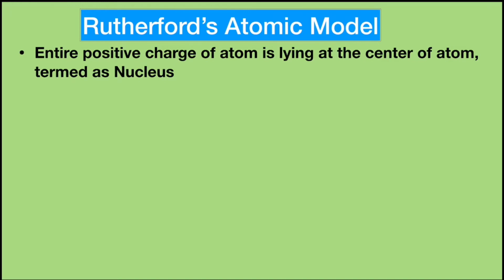Entire positive charge of atom is lying at the center of the atom, and that center of atom is termed as nucleus. So the credit goes to Rutherford for discovery of nucleus. It was very challenging. So many scientists tried hard, but they could not find the proper location of the positive charge. Rutherford was the first one who suggested that the entire positive charge is lying at center of the atom, and this center of atom is given the name nucleus. So this is the very important outcome.